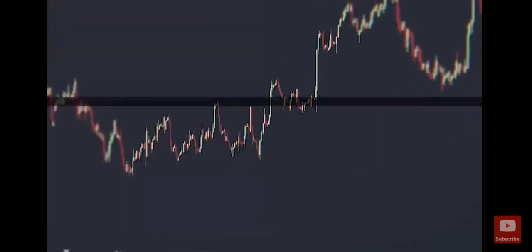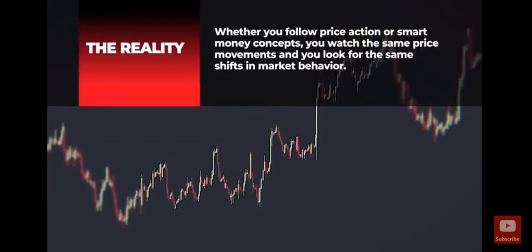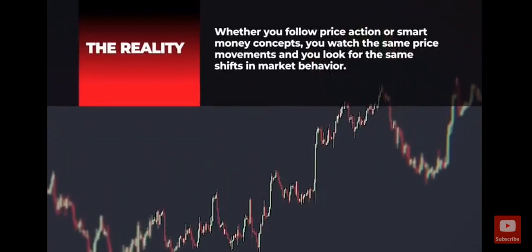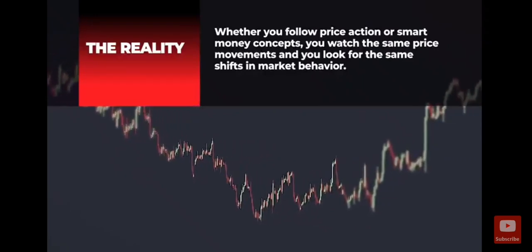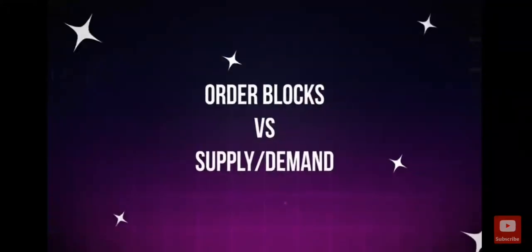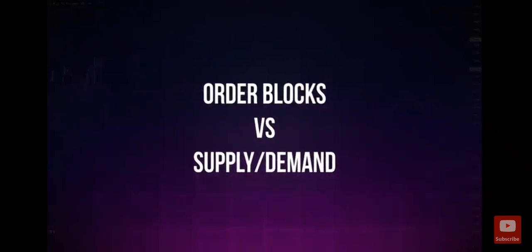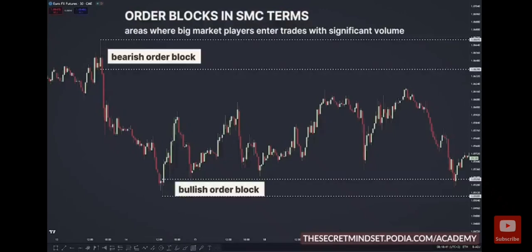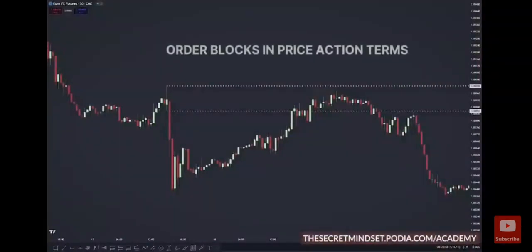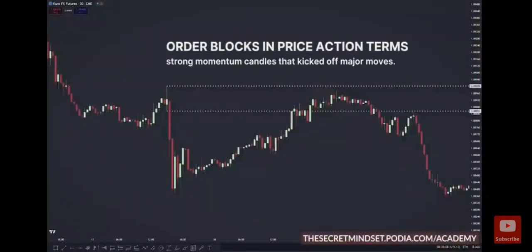Order blocks represent one of the clearest examples of how smart money concepts relate to older patterns. At their core, order blocks mark areas where big market players enter trades with significant volume. In pure price action analysis, traders always watched for strong momentum candles that kicked off major moves. These candles stood out because they showed clear control, either buyers or sellers taking charge with conviction. Smart money concepts just gave these candles a fancier name.